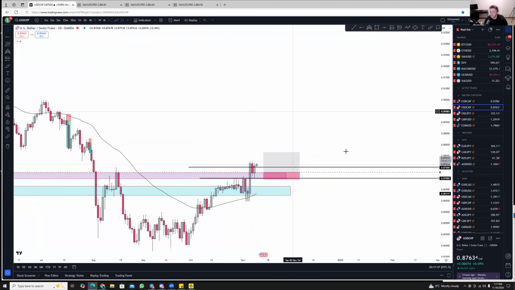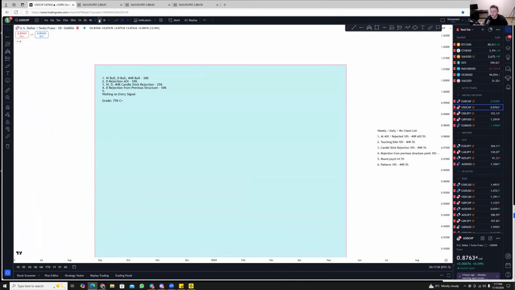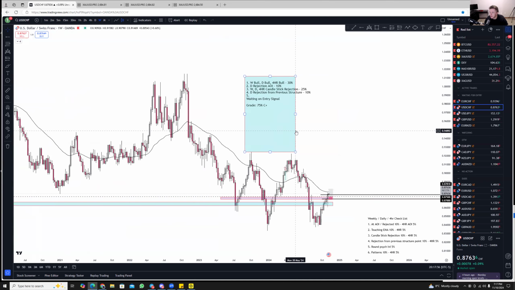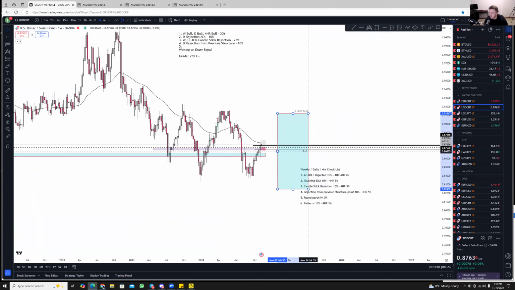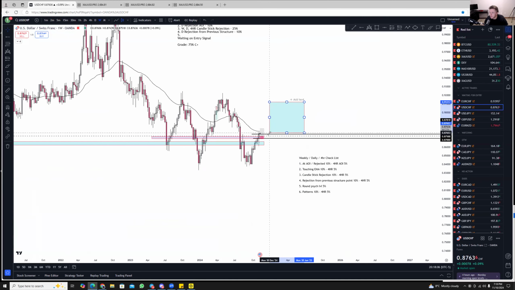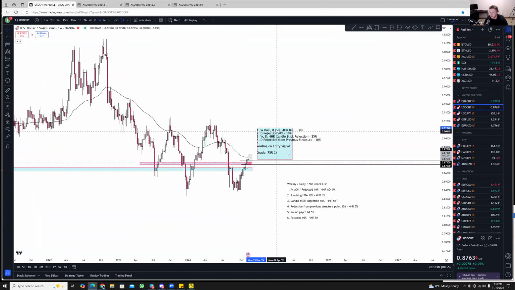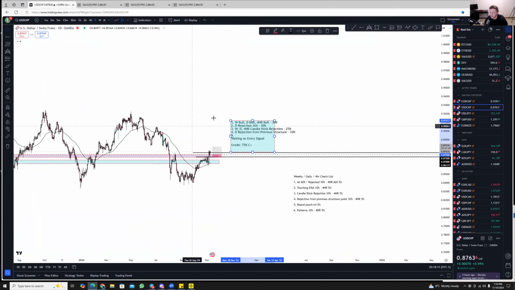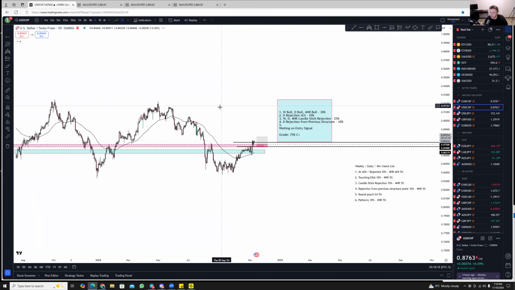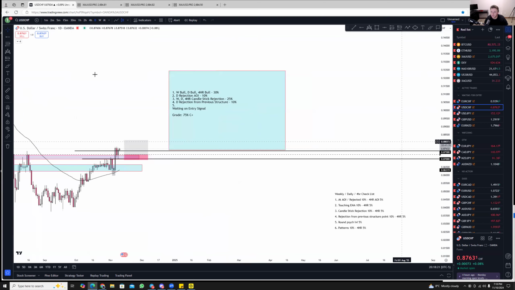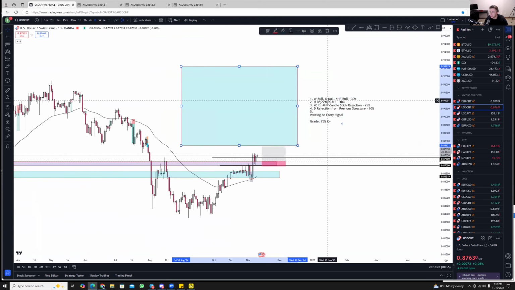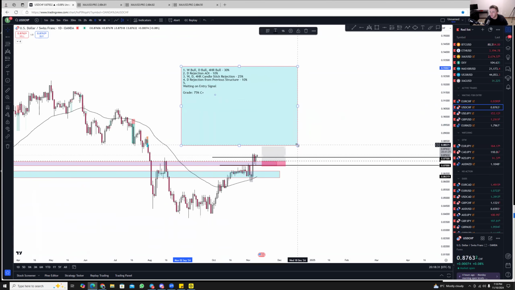USD CHF. Here are our confluences. Let's get this actually smaller because that should be way up here. Let's get it by our trade. Don't need this to be so big. Go to our daily chart. Make it fit in the box here. Here is our daily chart on USD CHF. This is a C plus trade. Here are our confluences.